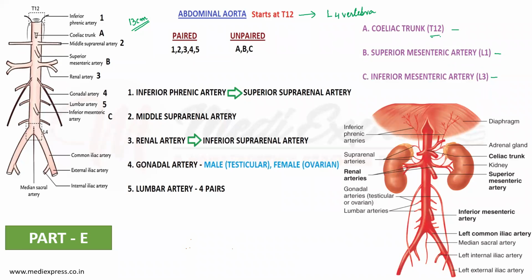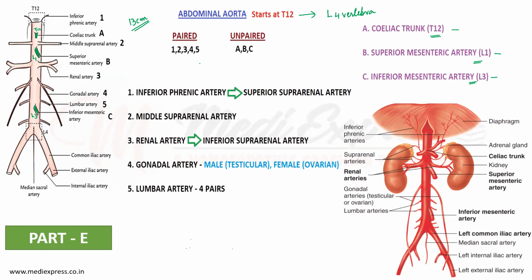Remember where they start: T12, L1 and L3. This becomes very important. You can see over here, celiac trunk starts at T12. Then we have superior mesenteric artery, which starts at L1. And lastly, we have inferior mesenteric artery, and that is at the level of L3. This is very important.